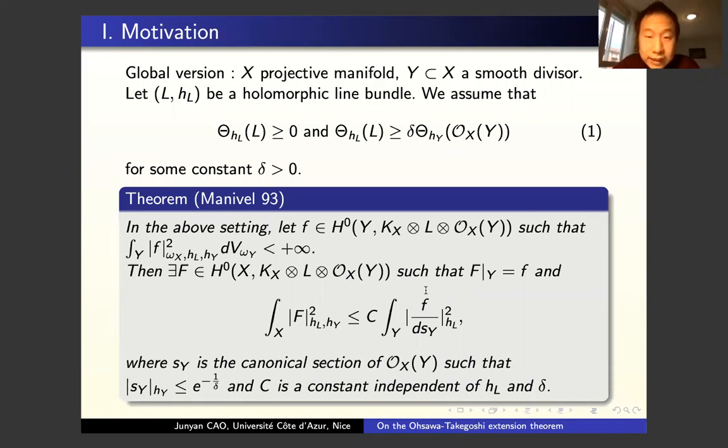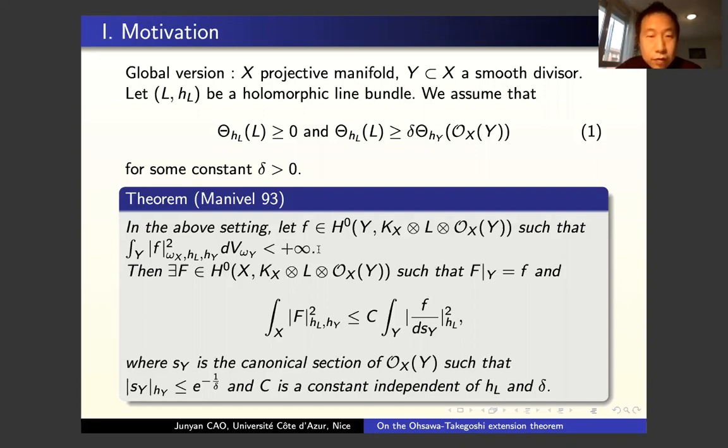And for the right-hand side, the quotient here is well defined over Y. By the canonical formula, we know that the quotient takes values in K_Y plus L, that is, in the canonical bundle of Y tensored with L. So this value is a volume form over Y. Therefore, this term is well defined.